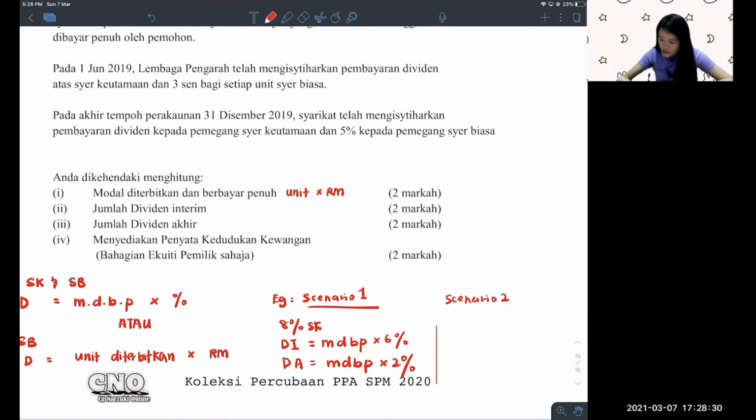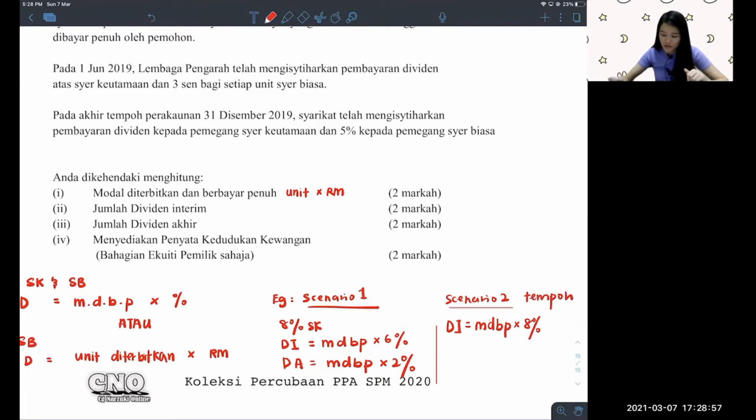Now, what if another scenario, number 2, is where they don't give you the percentage. They just tell you share keutamaan dibayar dividend interim. Now, in that kind of situation, you will just take modal diterbitkan dan berbayar penuh times 8%. Why? Because 8% is for how long? Percentage is always for 12 months. So what you need to do is count on tempo.